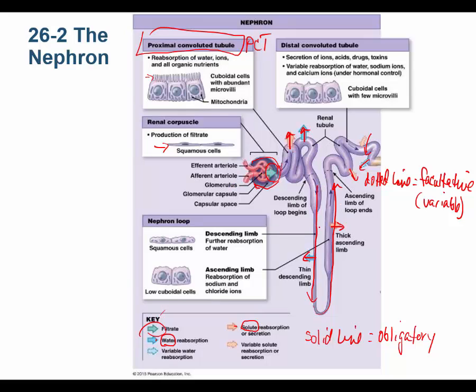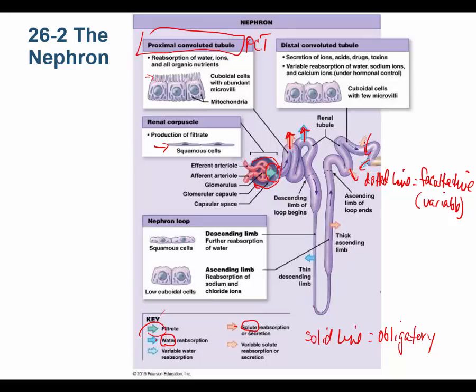We have the loop of Henle. We have the thin segment and the thick segment. The thin segment is made of squamous cells, and the thick segment is made of cuboidal cells. So squamous cells here, cuboidal cells here, thin and thick. The thing with the loop of Henle is the descending limb is permeable to water, and the ascending limb is impermeable to water. There is no water reabsorption in the ascending limb. Matter of fact, you only see the tan arrow in the ascending limb. That's because the ascending limb is impermeable to water, but it is permeable to solutes like sodium.